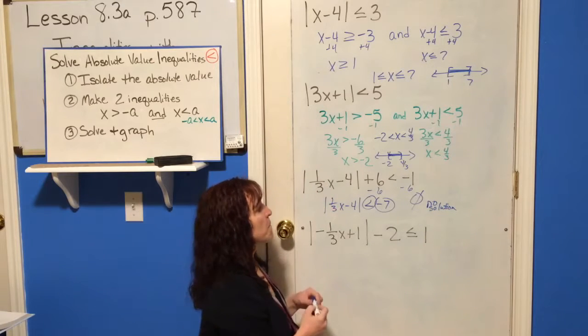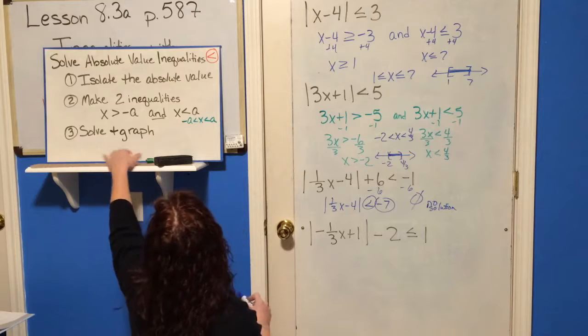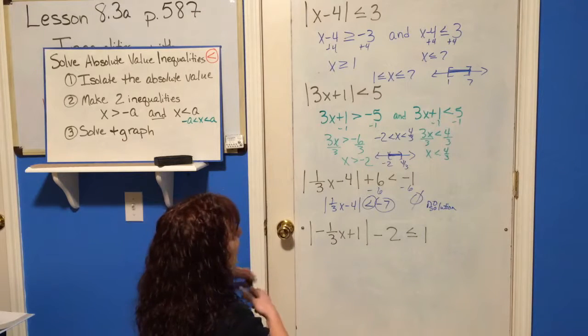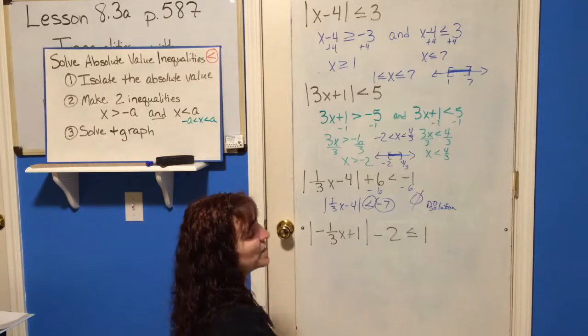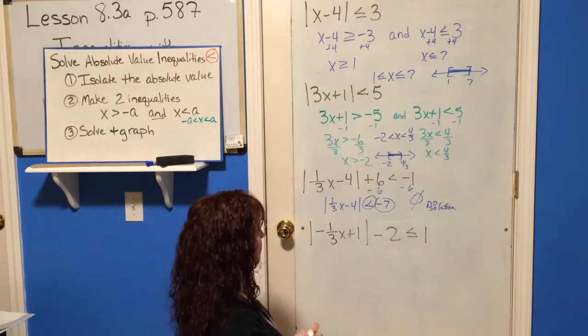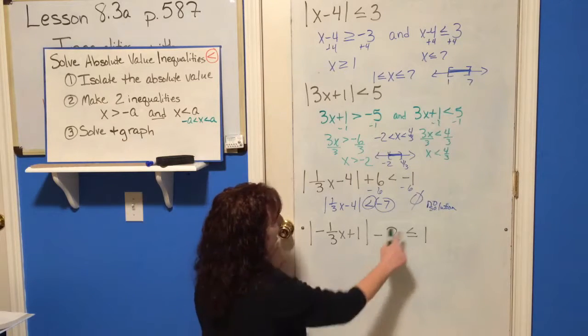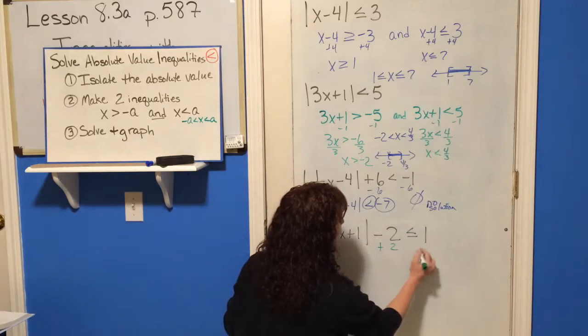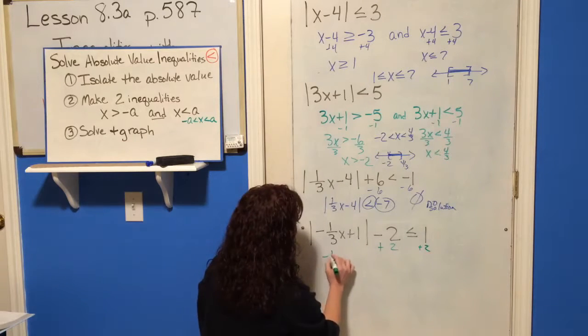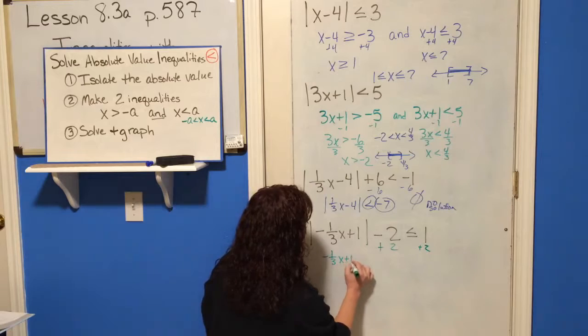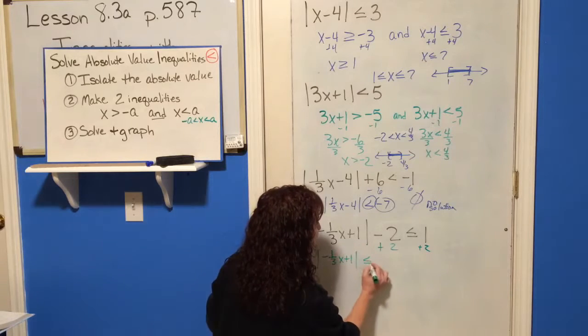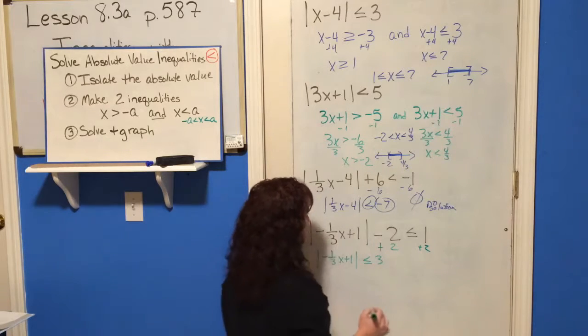Okay? So if you end up with an absolute value being less than a negative number, your answer is no solution. Okay, let's do one more. Isolate the absolute value. We're going to add 2 to both sides. Negative 1/3 x plus 1, absolute value, is less than or equal to 2 plus 1 is 3.